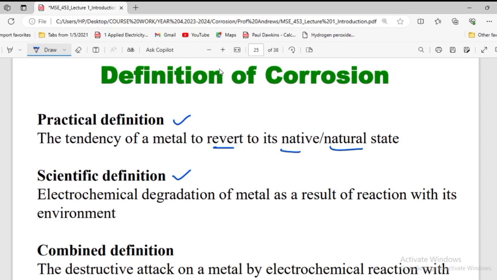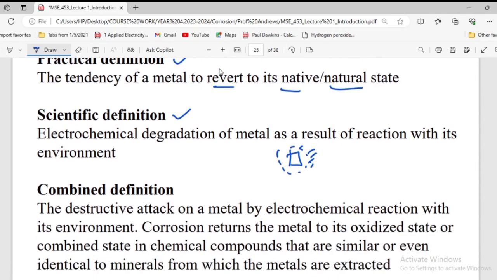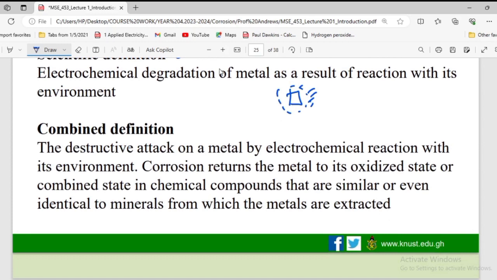And then the scientific definition is that it's electrochemical degradation of a metal as a result of reaction with its environment. So when a metal is here and some electrochemical reaction from the environment happens to the metal, then it reacts. This is a change in potentials, and then corrosion sets in. The combined definition is a destructive attack on a metal.